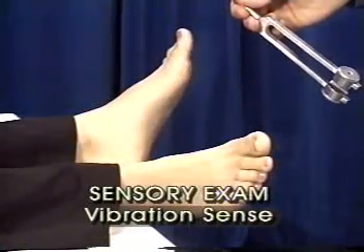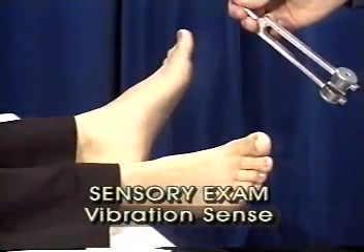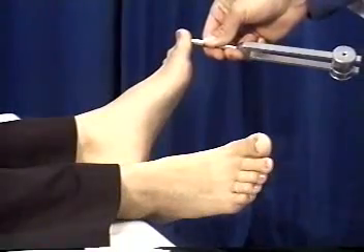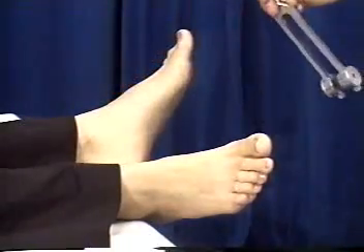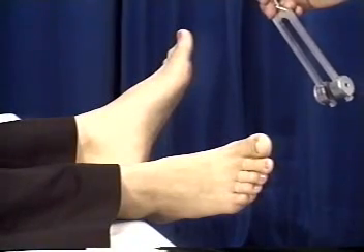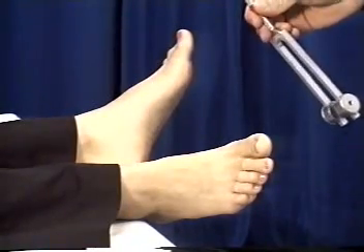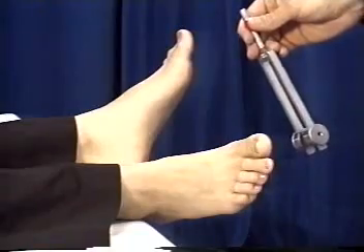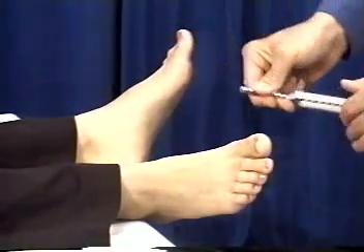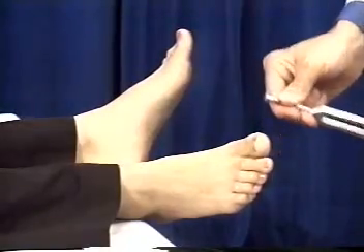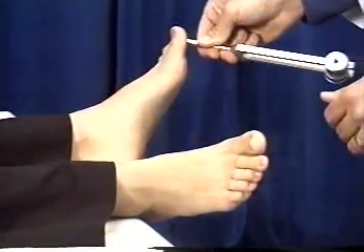Test vibration sense using a tuning fork on the fleshy parts of the digit and not on the bone. Testing on the bone is conducted more proximally where the vibration can be detected much more easily. Close your eyes, please. Do you feel this vibrating? Yes. How about now? Yes. Do you feel this vibrating now?